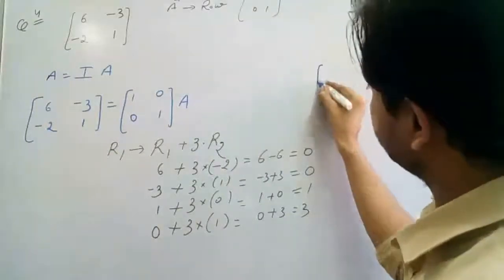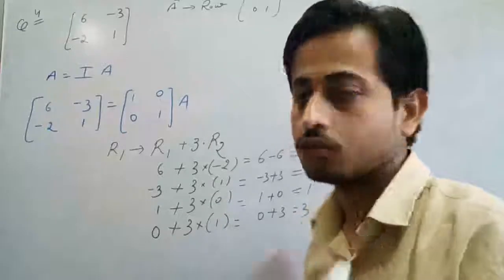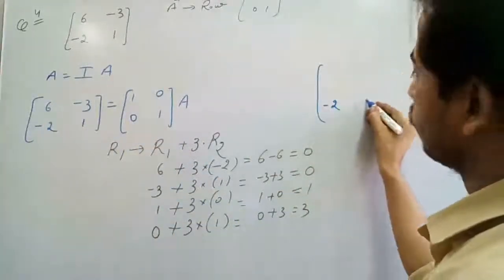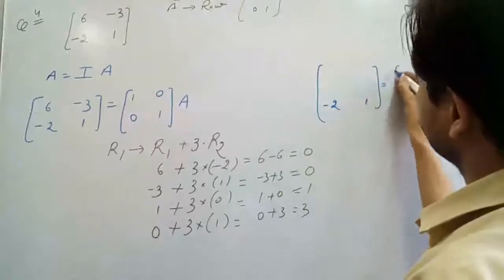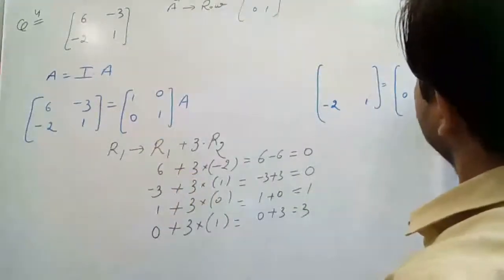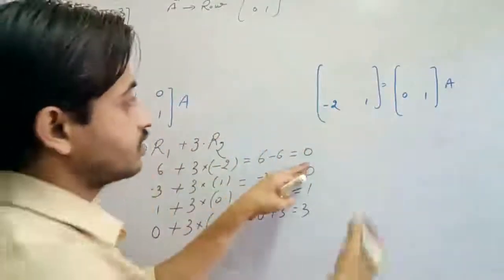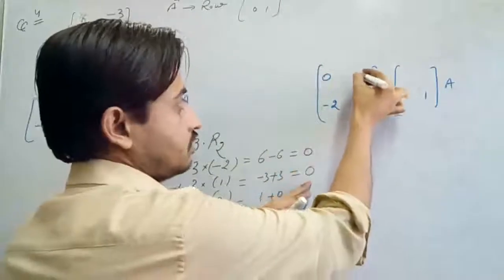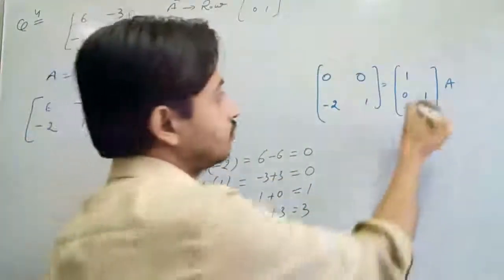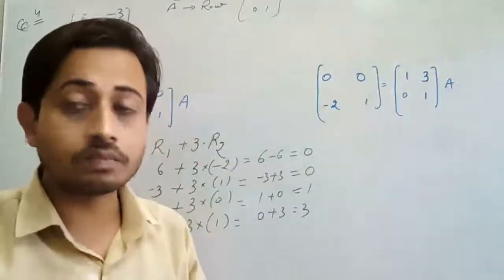I am writing here because we are applying the elementary operation on the first row, so we have to write the second row as it is: minus 2, 1, 0, 1, and A. Now what is our R1? The first is 0, the second is 0, the third is 1 and the fourth is 3. So please make a note here.